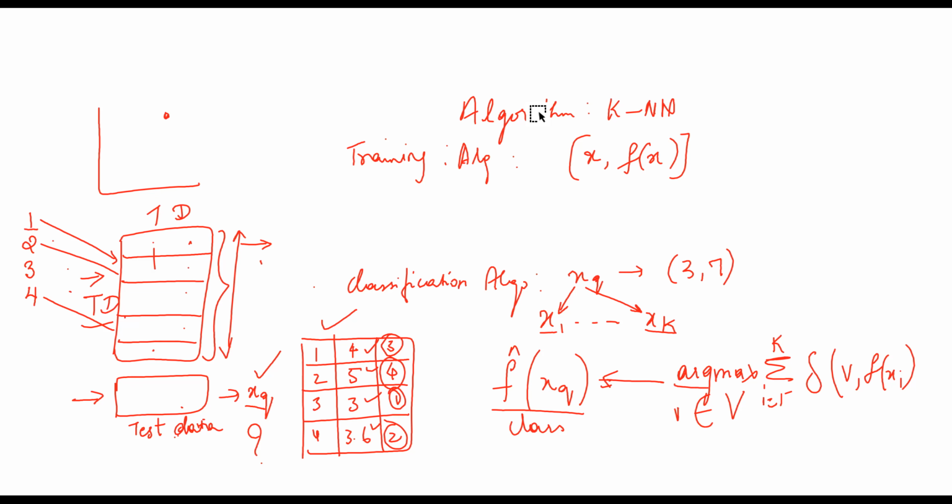Taking the argmax of what? Each and every instance that I take up within the version space. Yes, I consider the version space because I want to make sure that it lies within this. From summation of 1 to k, which covers all of these 4 instances, delta of v comma f of xi. Delta of v is what? V is that particular instance. F of xi is the data.